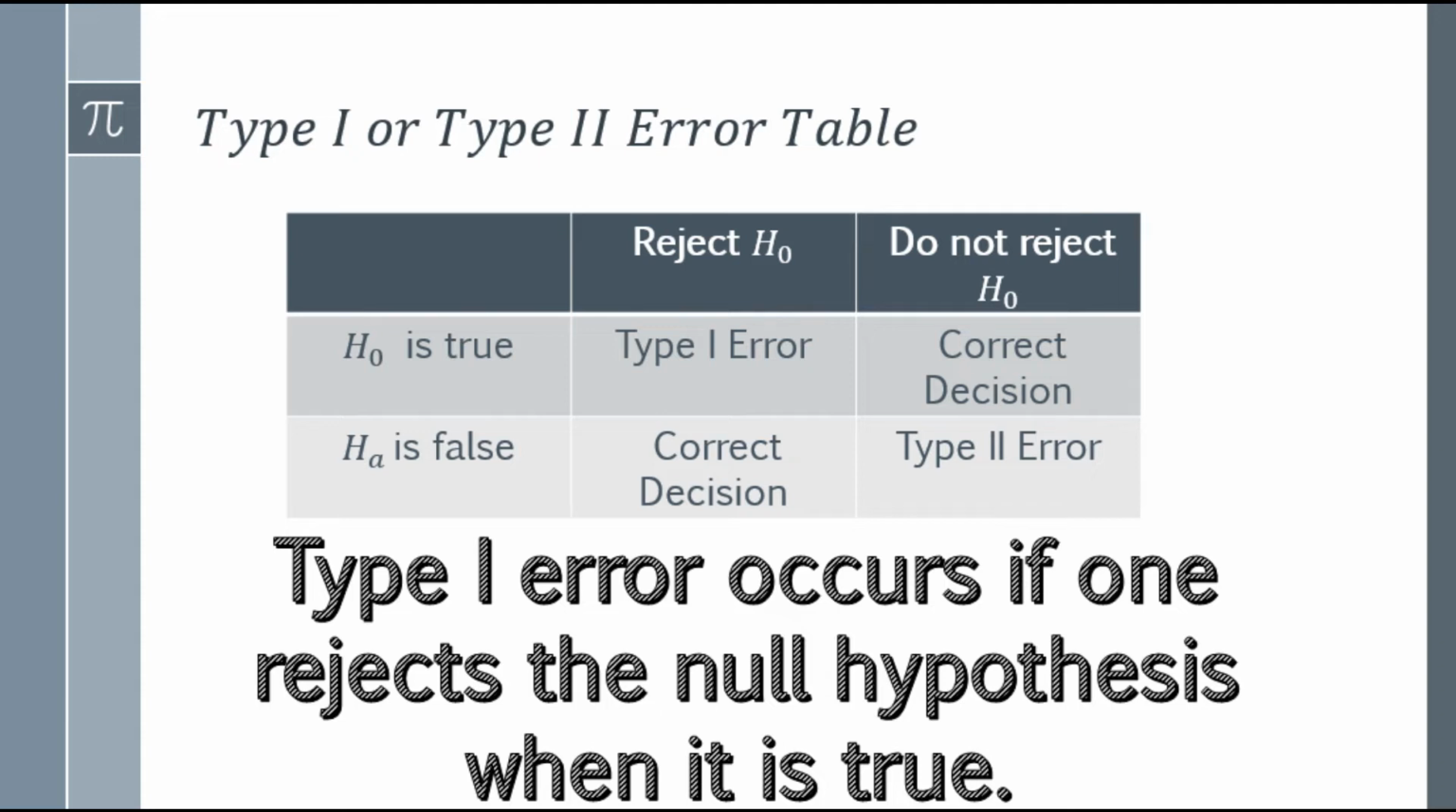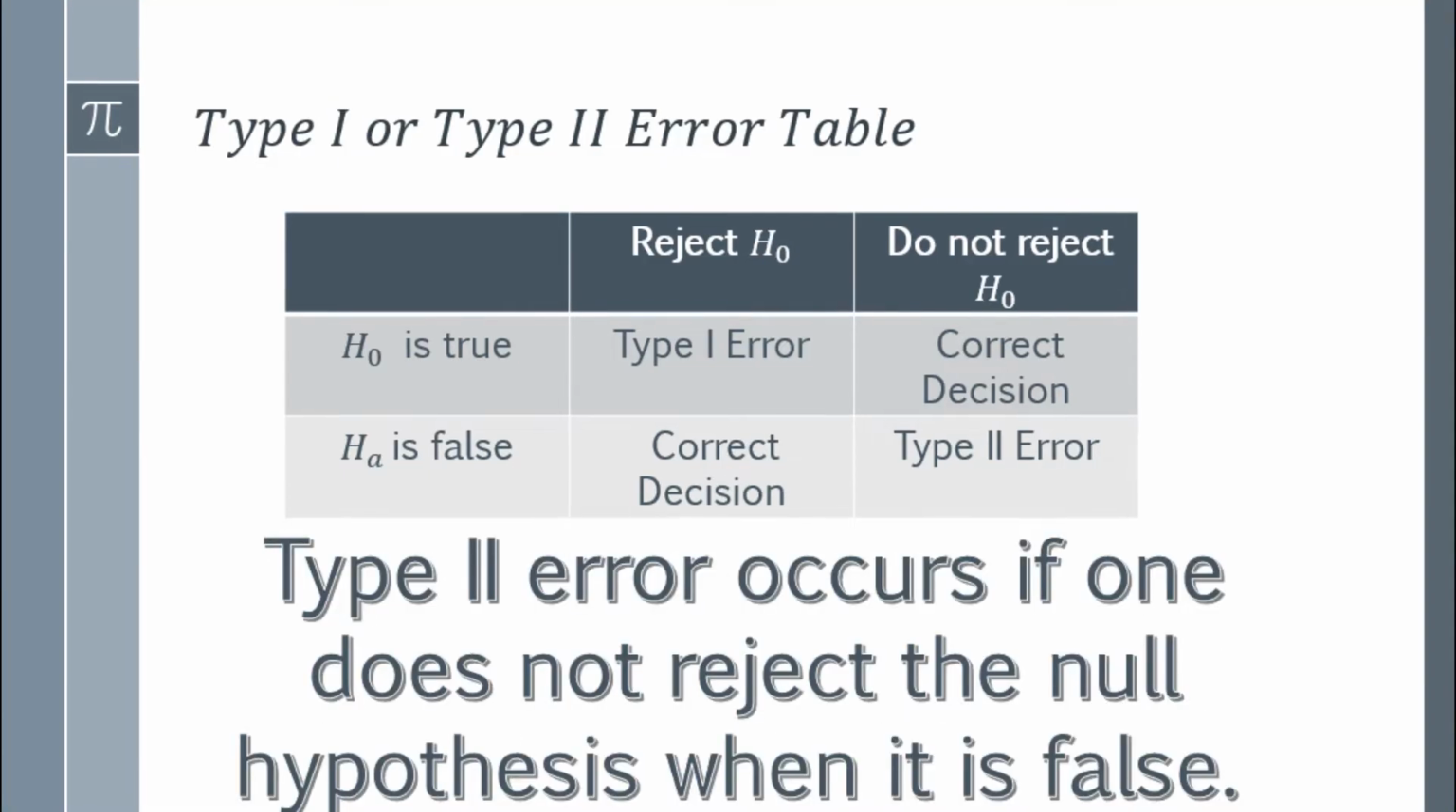Type 1 error occurs if one rejects the null hypothesis when it is true. Yun lang yung tatandaan nyo. At pag type 2 error naman, occurs if one does not reject the null hypothesis when it is false. So, remember this one kasi lalabas to sa true or false exam nyo. Most of the time, pag magpapa-exam ang prof nyo, lalabas to sa true or false. So, lalabas dito, pwedeng true or false, ang type 2 error ba occurs if one does not reject the null hypothesis when it is true?